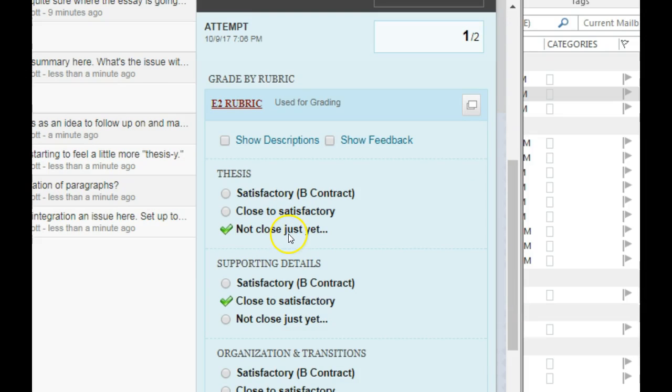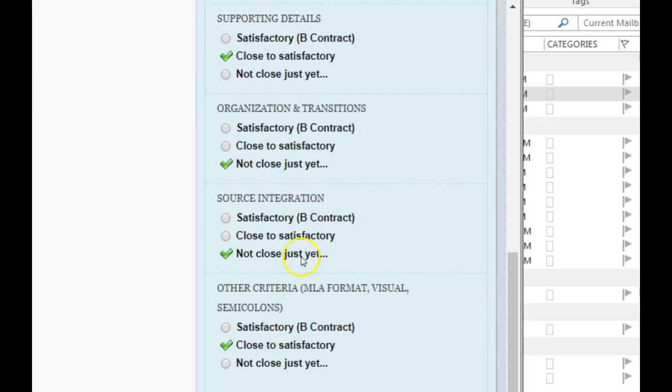Thesis statement, it's not there just yet. You've got bits and pieces of it all around, but I didn't really see a statement that took a stand and said this essay is going to do this. Supporting details, you have some great details in places. It's not always clear how those details are helping your overall paper. Organization, we don't have that just yet. It's not clear to me why we have things placed in the way that they are.